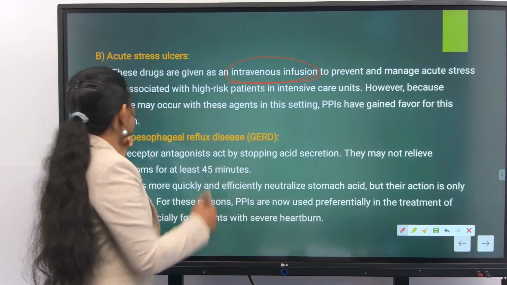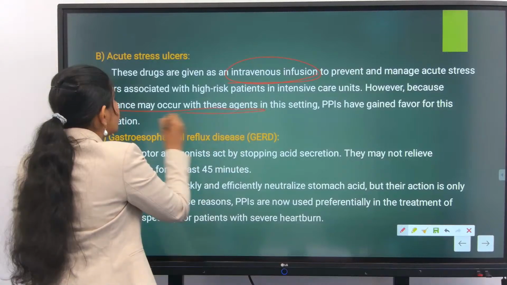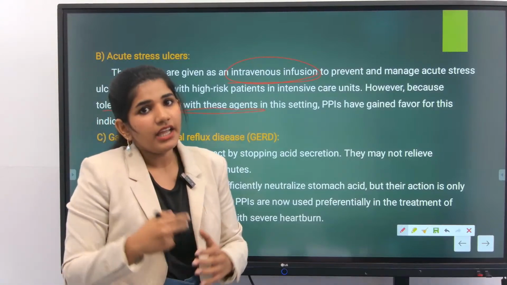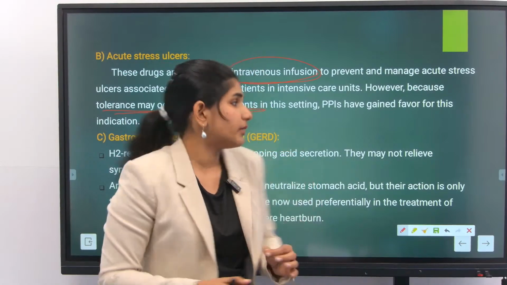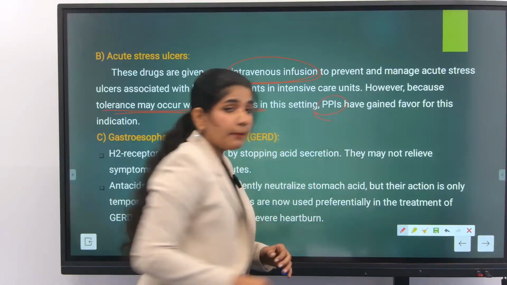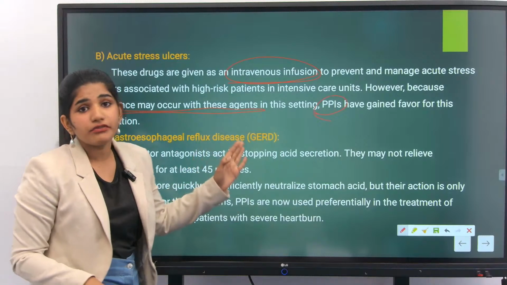However, tolerance may occur with these agents. There will be a development of tolerance if we give them. So we are going for proton pump inhibitors more commonly nowadays. Okay, so the next one is gastroesophageal reflux disease.